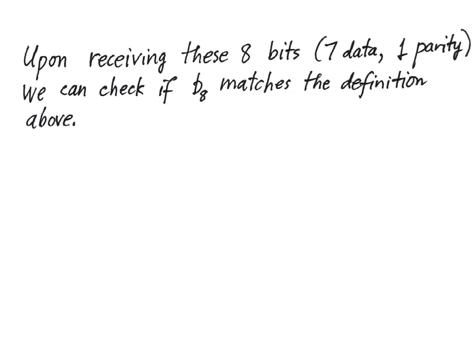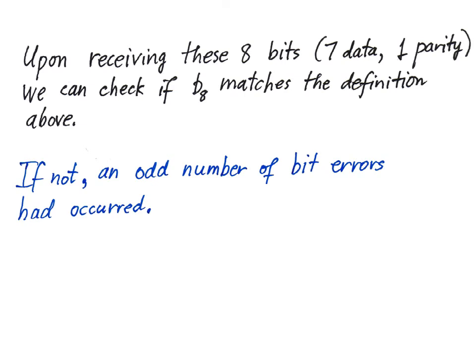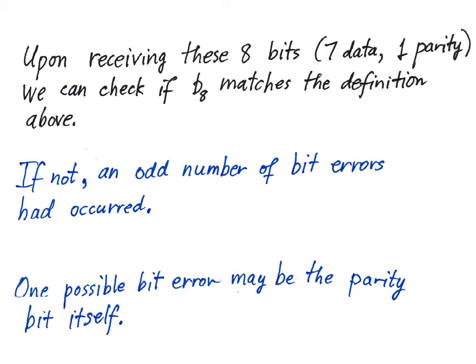So, what we do at the receiver is we wait for the 8 bits to come across the communication channel, and then we recalculate B8 based on the first 7 bits and see if our recalculated version matches the one that we received. If it doesn't match, then we know that one or more bit errors have occurred, but only odd numbers are detected this way. Even numbers of bit errors go undetected. And remember, one possible error that may occur is that only the parity bit is incorrectly transmitted. All the rest may be good.